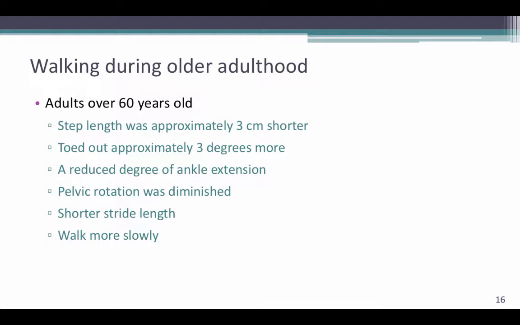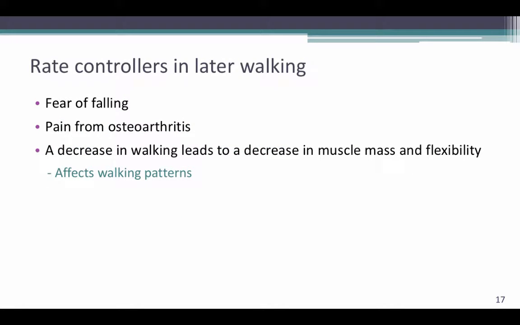For older adults over the age of 60, their step length decreases and they begin to toe out more. They have a reduced degree of ankle extension and their pelvis rotation reduces. They also have a shorter stride length and they tend to walk more slowly. Some rate controllers later on in walking include the fear of falling, pain from osteoarthritis, which leads to a decrease in the amount of walking they perform. Since they walk less, they have a decrease in muscle mass and flexibility, which then in turn also affects their walking pattern.